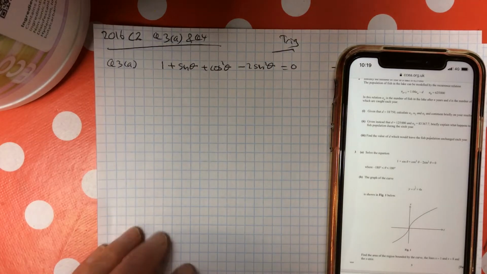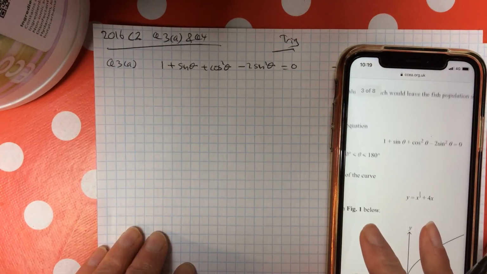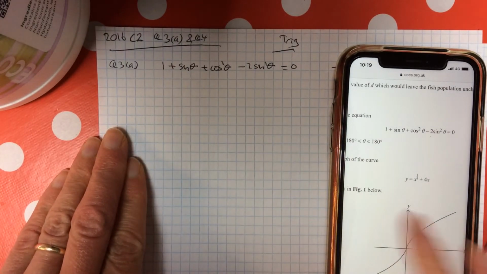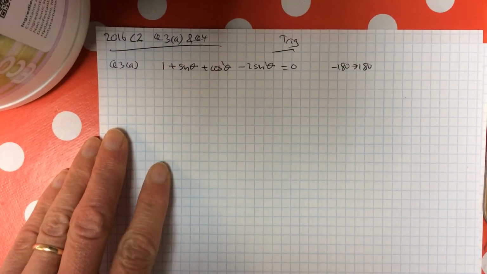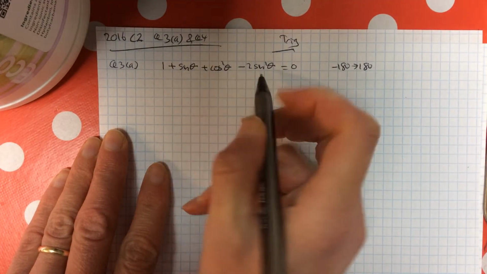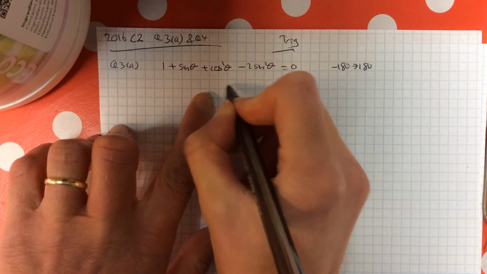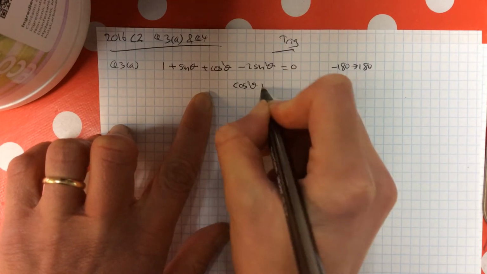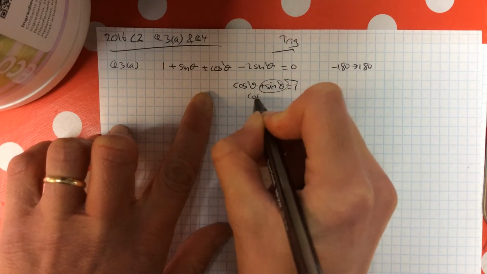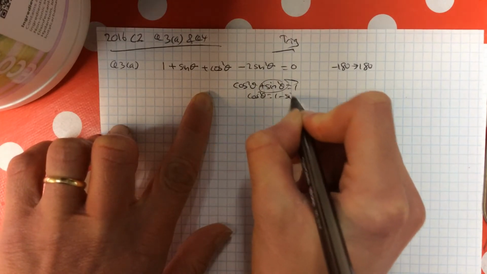A 2016 C2, question 3a. Solve this equation here, between minus 180 and 180. First of all, I want rid of this cos to make sure it's all in the same trig word. So I am going to use cos squared plus sine squared equaling 1. So cos squared is 1 minus sine squared.